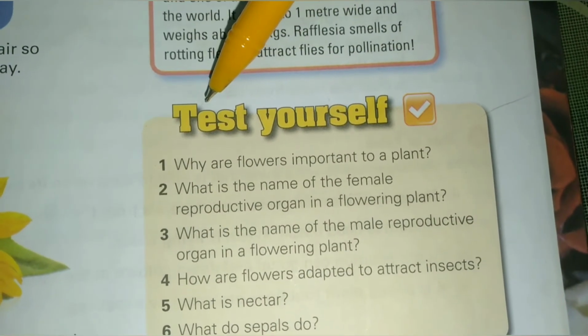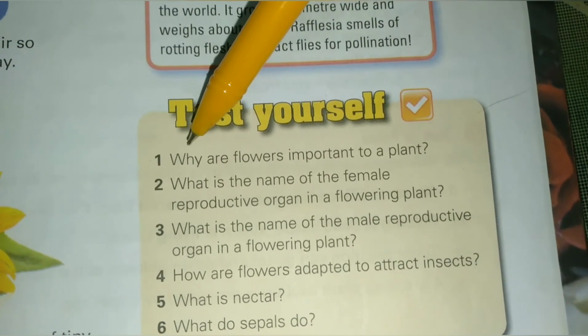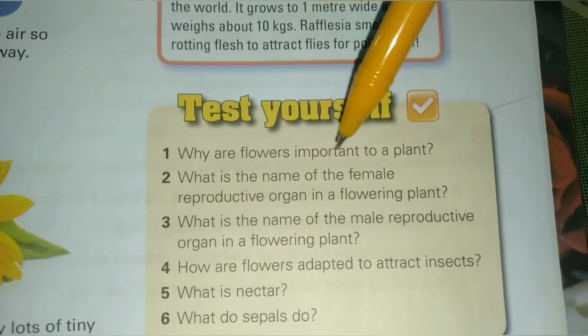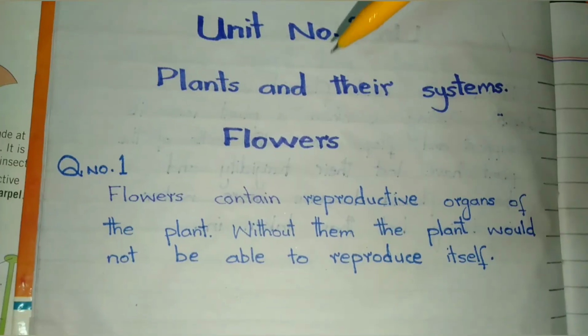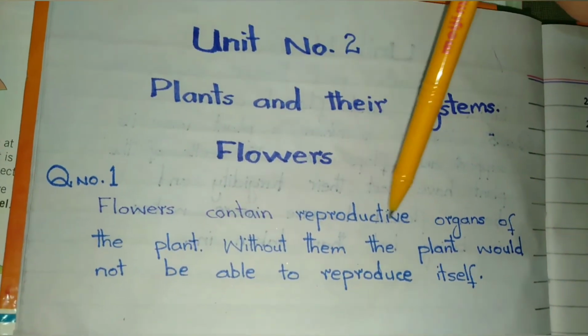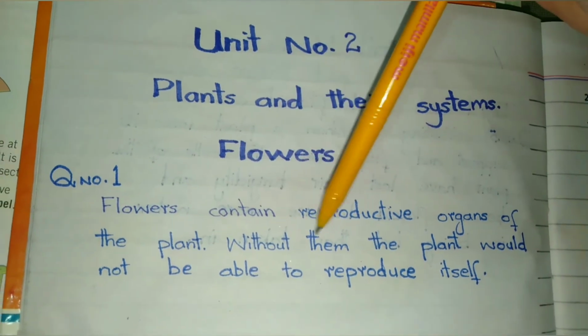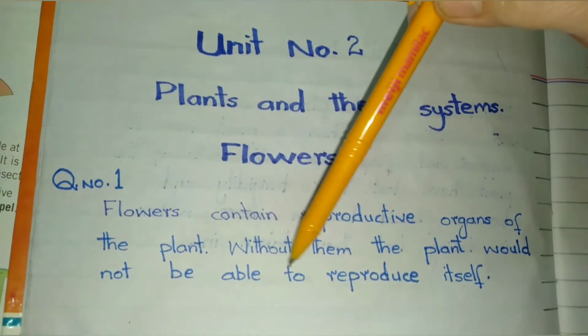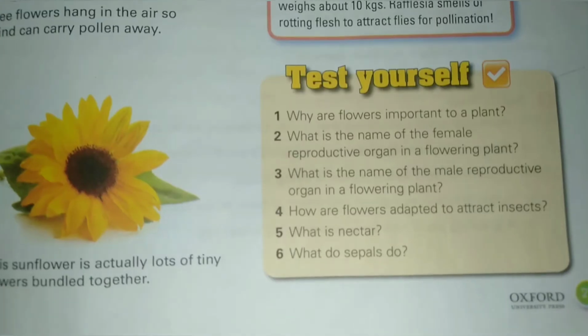Students, next we have to do test yourself. Question number 1. Why are flowers important to a plant? The answer is flowers contain reproductive organs of the plant. Without them, the plant would not be able to reproduce itself.